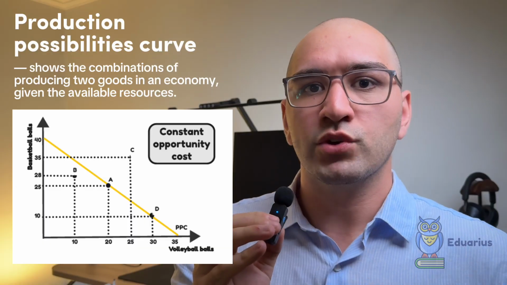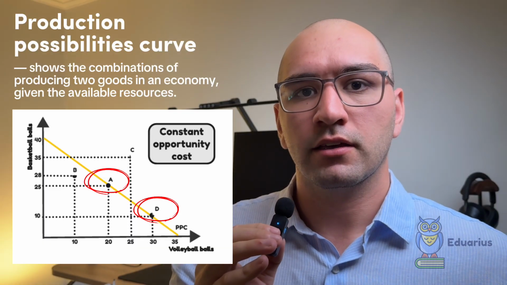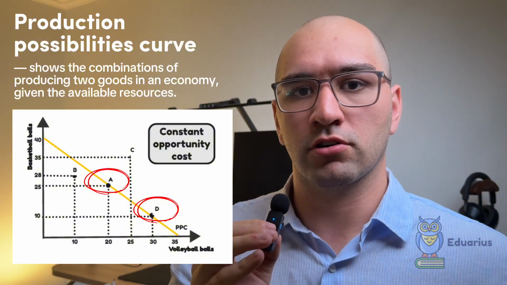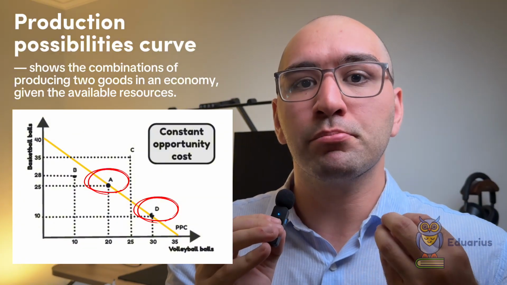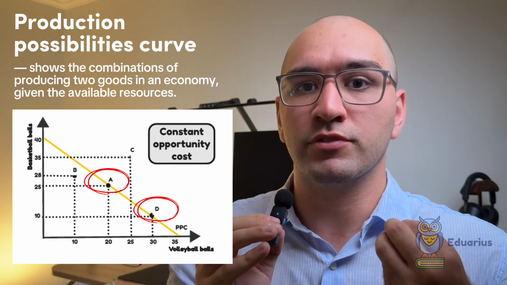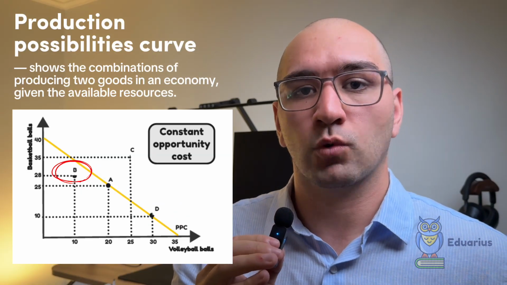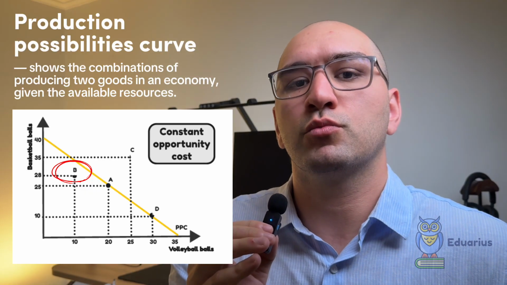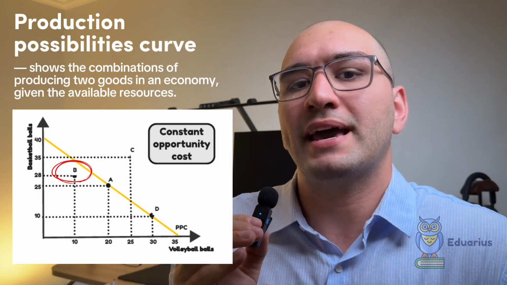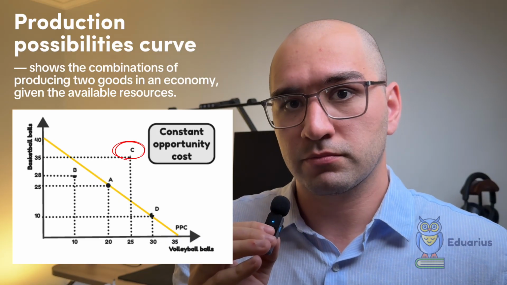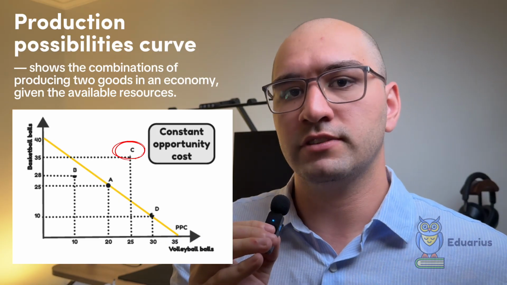Here on the graph, we see points A and D are effective production because they are lying on the curve and they employ maximum resources. Point B is ineffective production. Why? Because more can be produced. We have more capacity to produce more. And point C is impossible to produce because it lies outside of the curve.